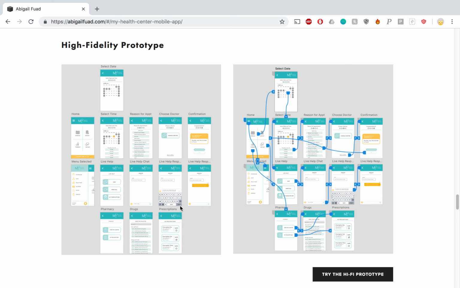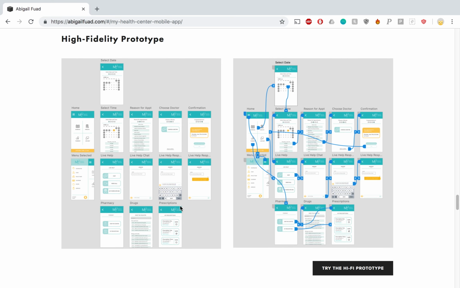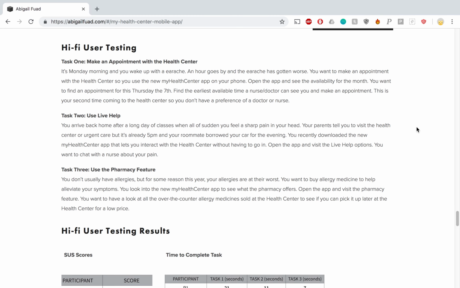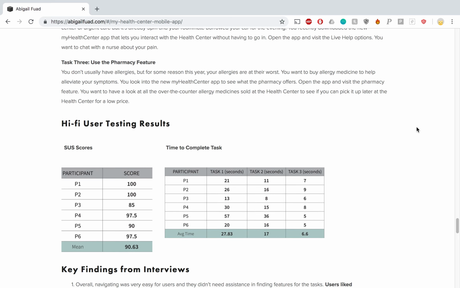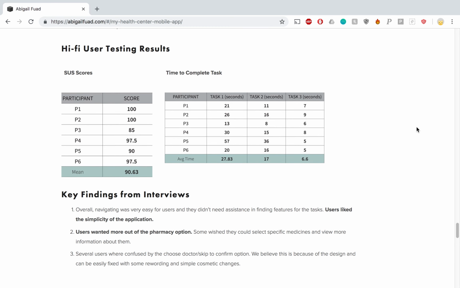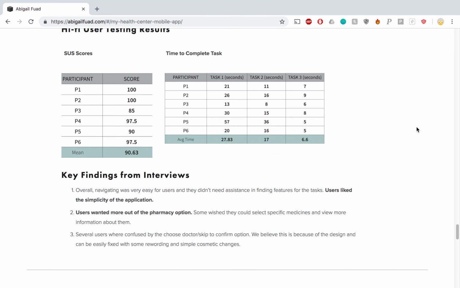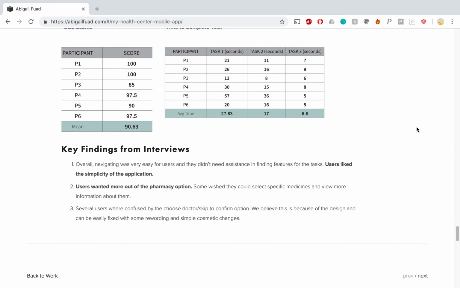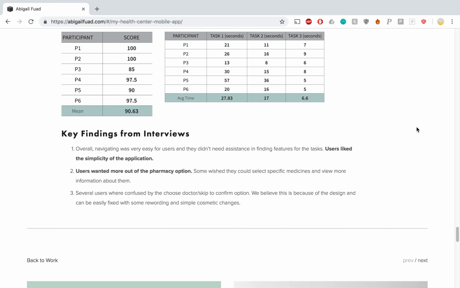We took all those key findings and issues into thought as we designed our high fidelity prototype, which you can also view right over here. After the Hi-Fi, we also did some more user testing, with very similar tasks but slightly different answers. We had a SUS score of 90.63, which is pretty good given that I think the industry average is about 68. So we were really happy about that. And then we wrapped up some key findings from our interviews.